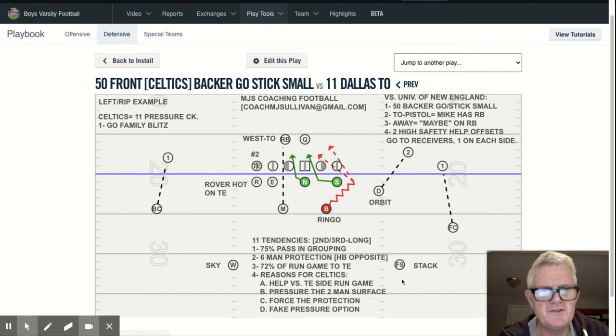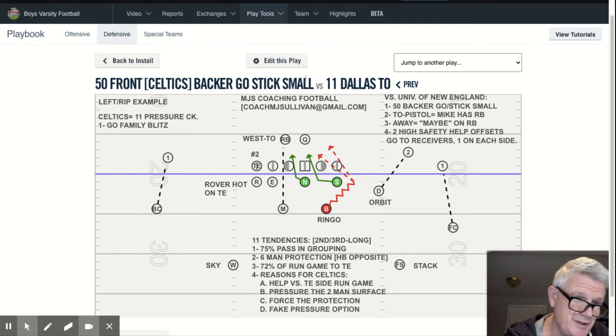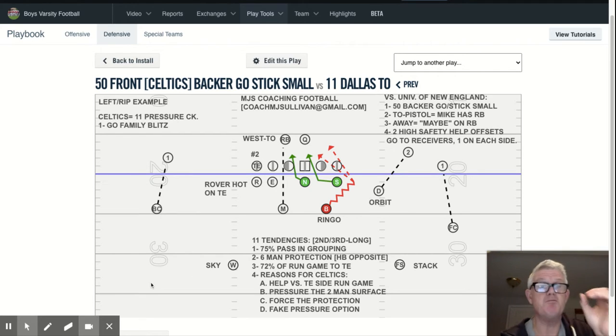Well, this allows us to have a two-high safety look, because it's man coverage with zone leverage. See my zone blitz coverage playlist. We have somebody accounting on top of each receiver with deep help on the top on both sides. Again, this is all built into the same pressure.